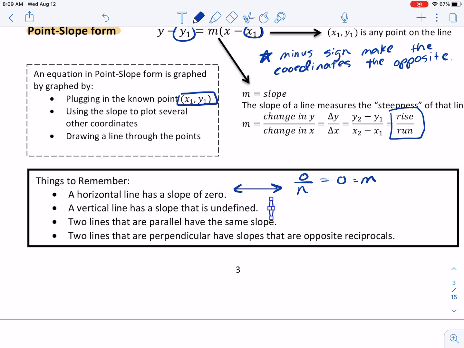Vertical line would just be the opposite. For a vertical line, we do have a vertical change, but we don't have a horizontal change. And anytime we're dividing something by 0, this is undefined. Okay. Parallel lines. Parallel lines are lines that do not cross, so something like this. And if you had parallel lines, they would have to have the same slope. Let me just say this is a slope of 2/3. M equals 2/3. So parallel lines, same slope.